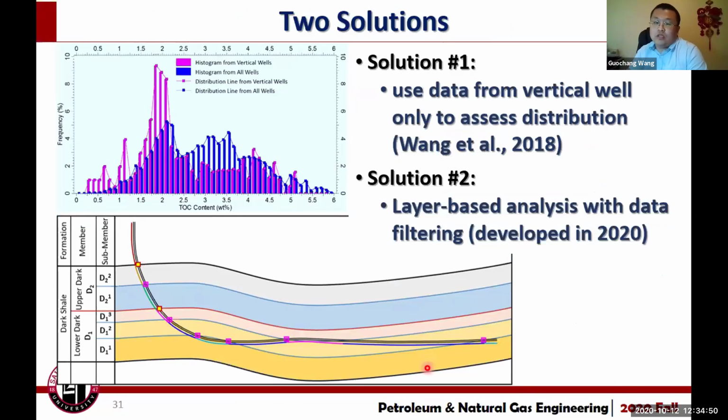So we have two solutions. In 2008, we said, okay, we only use the vertical well data. But later we found that the horizontal well data was then not used, and we wasted lots of data. So what do we do for horizontal wells? Now in 2020, the new method is that we divide the horizontal wells into many layers, and then we assess the distribution frequency for each layer. We also remove some data if there is repetition or if they do not penetrate through the whole layer. So there is a filter we built.